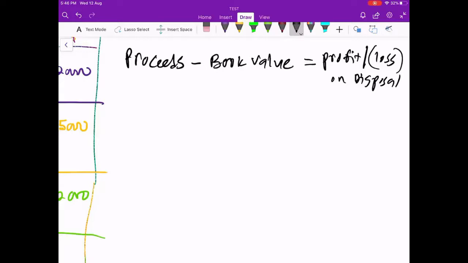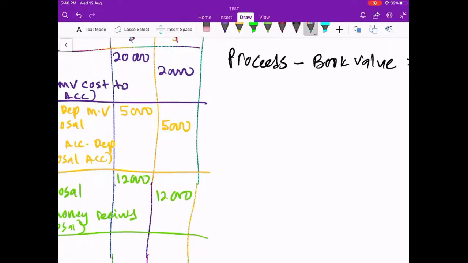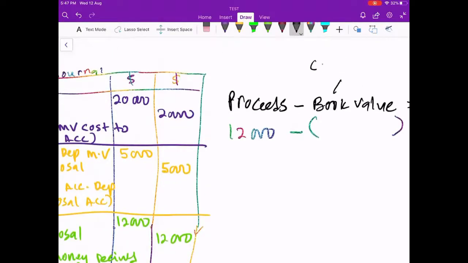So now, can we check here? How much is your proceed? Your proceed is 12,000, right? 12,000 minus the book value. Do you know how to calculate book value? The formula to calculate book value is, take the cost minus accumulated depreciation. Cost minus accumulated depreciation, you will get book value.